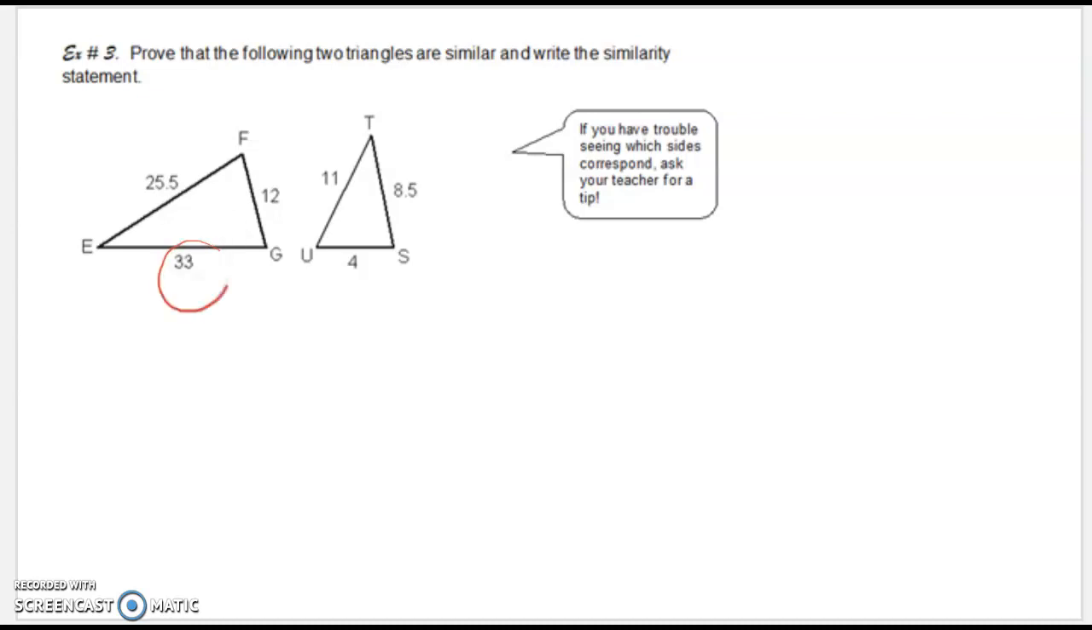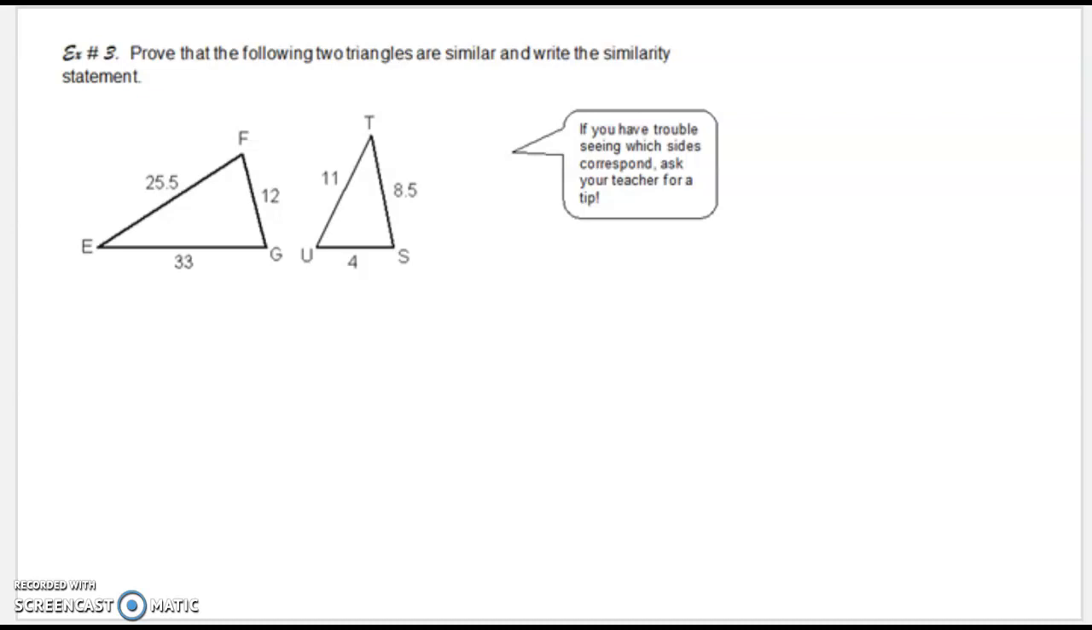So in this case, E to G is 33. That's the largest out of these 3 different sides. So the largest on this one is 11. So I'd make sure that I line up those two. So I'm going to put the big triangle on top and then the smaller triangle below.